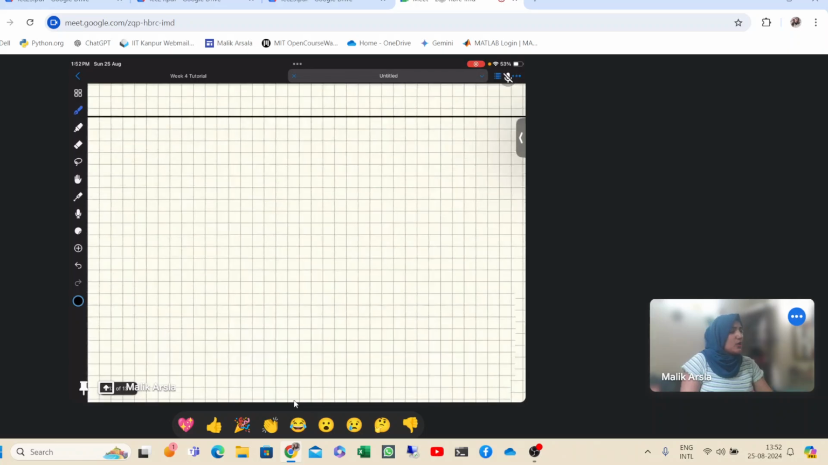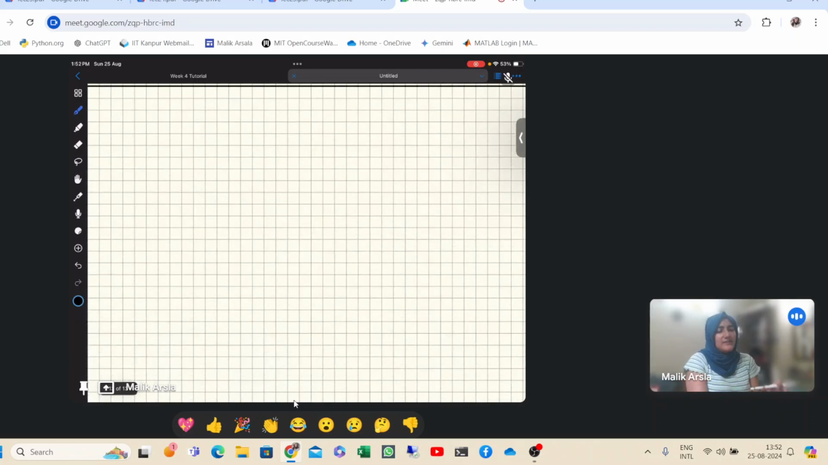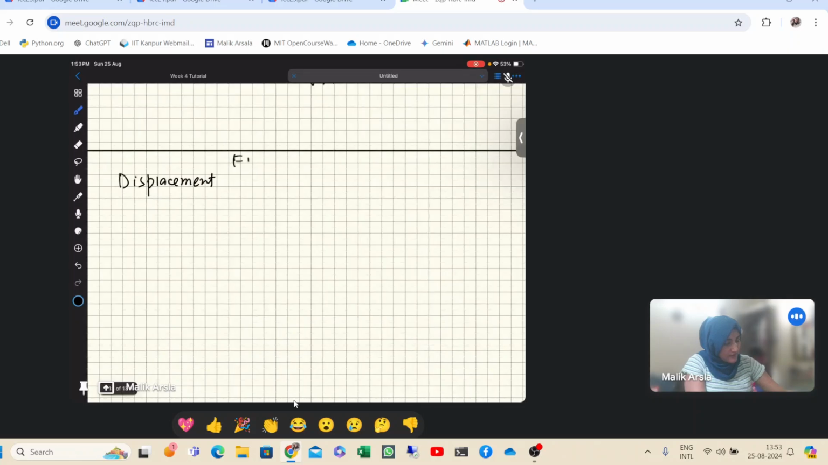You must have gone through this during the lecture also, but anyways it was in the assignment, so I discussed it. Now another question is: which of the following instruments measure displacement of a vibrating body? You know that for displacement we have basically the vibrometer. Now let me write it down as vibration or response measurement.